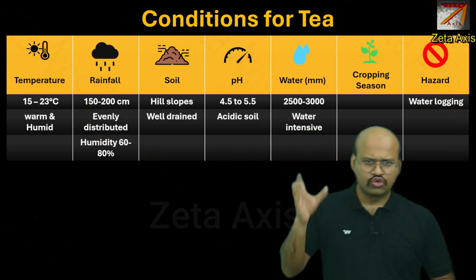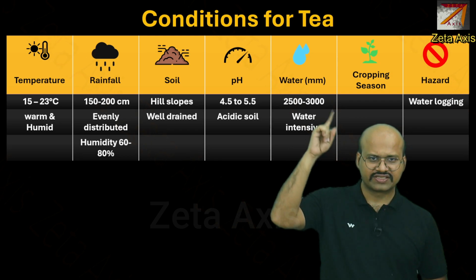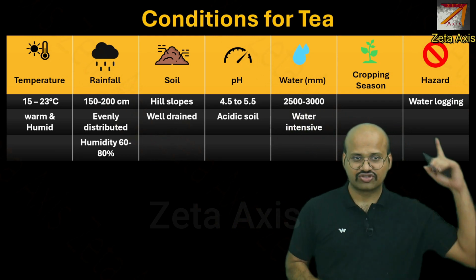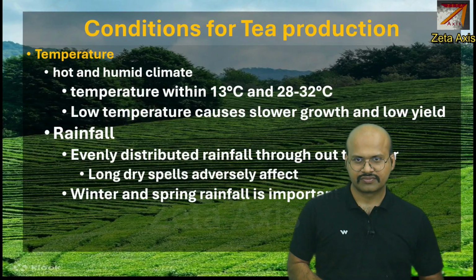It requires a huge amount of water. Therefore, we can see that it is a water intensive crop. It does not like waterlogging. Here we can see the conditions for tea cultivation in detail.